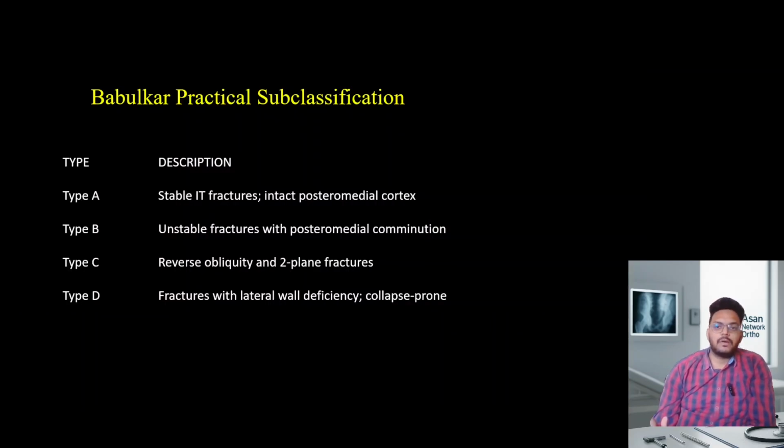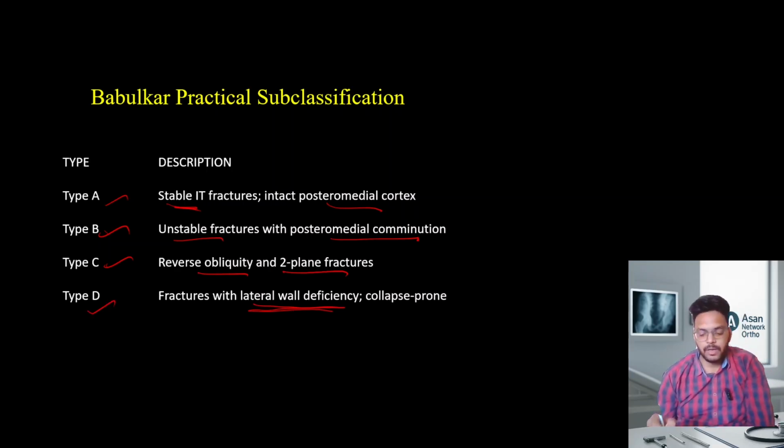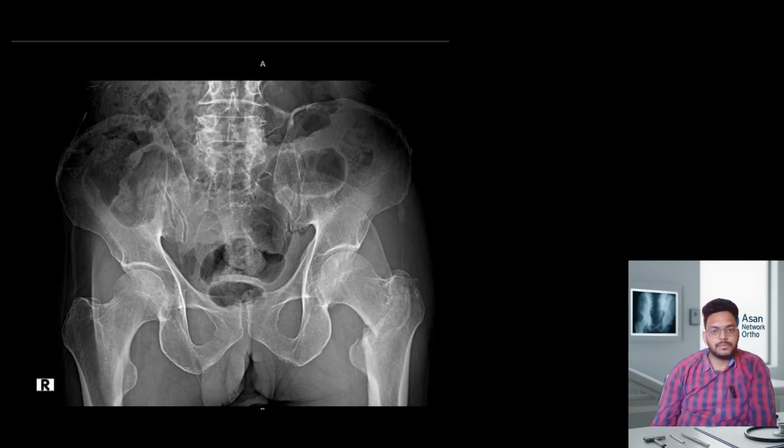And finally, Babulkar's practical subclassification is a simple classification. Stable intertrochanteric fracture with intact posteromedial cortex is type A. Unstable fracture with posteromedial comminution is type B. Reverse oblique and two plane fractures he included in type C, and fractures with lateral wall deficiency he has included in type 4, which is more for collapses. This is Babulkar's practical classification.